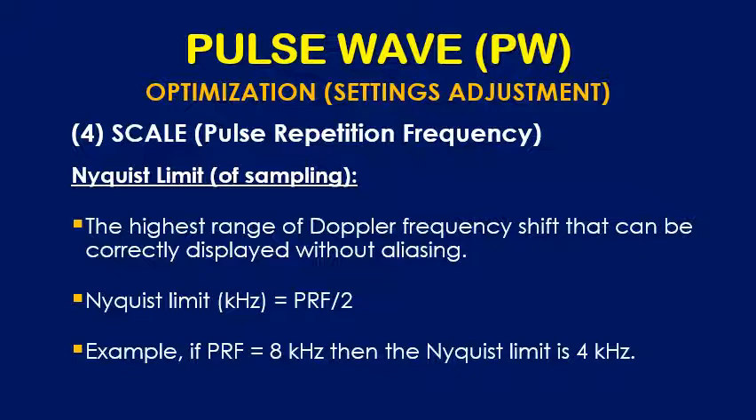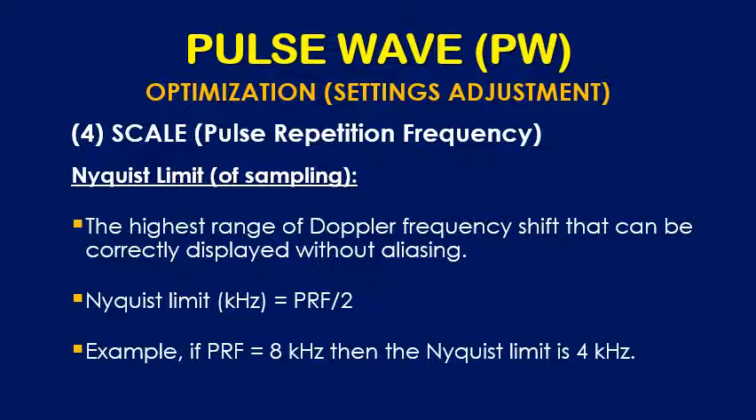The reason of aliasing is what? The PRF or the scale I'm setting on the machine has half of it called the Nyquist limit. So a higher scale means that I will get a higher Nyquist limit. A lower scale, I will get a lower Nyquist limit. Why? Because the Nyquist limit is half of the PRF. So what does it mean to me? If I have a higher Nyquist limit, I have a higher range of Doppler shift that this system setting can accept without showing aliasing. So this is the Nyquist limit.